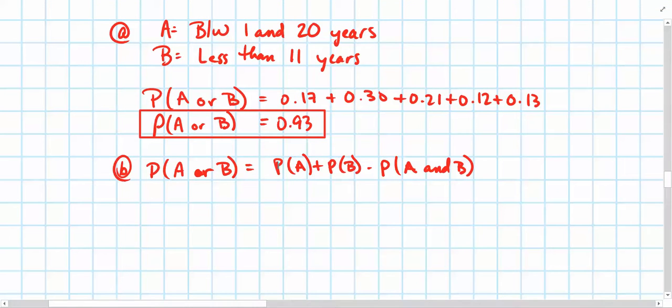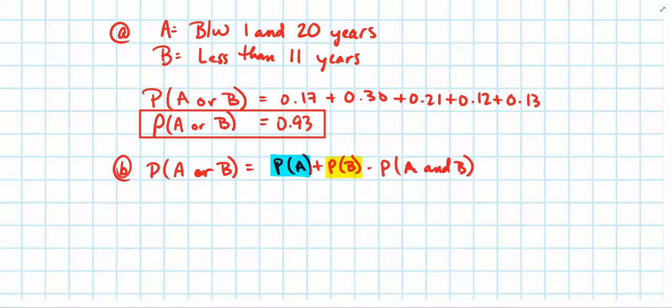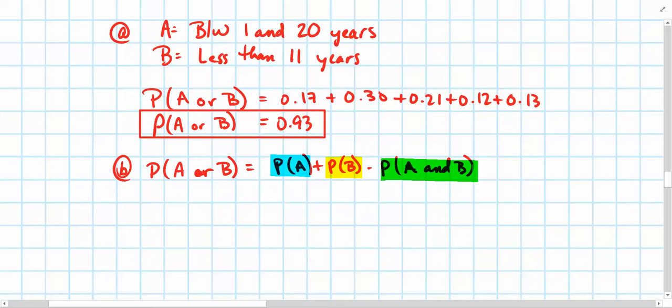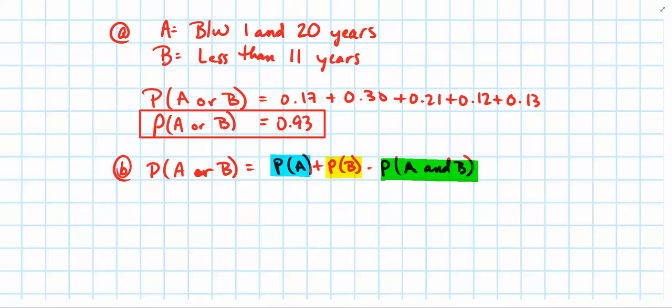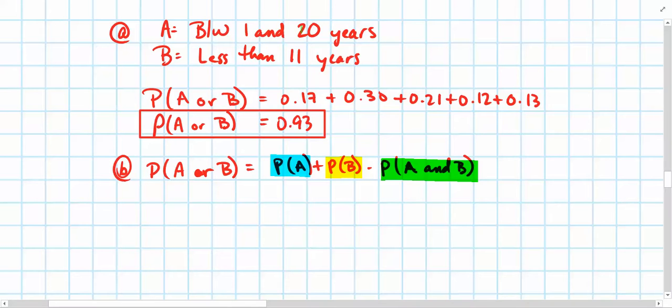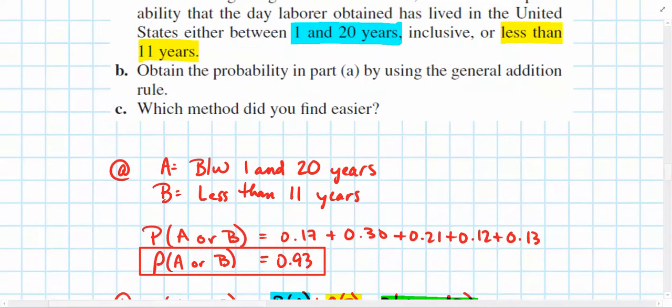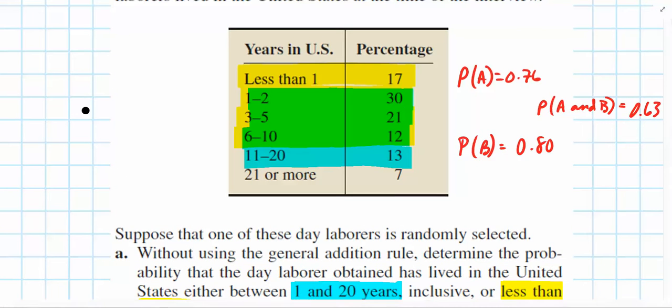So these two are the independent probabilities, and this is the shared probability. And so we need this independent probability of event A. So this is the likelihood that someone has lived in the United States between 1 and 20 years. This is the likelihood of them living in the United States for under 11 years. And this one, where the two overlapped, is the likelihood of both A and B occurring. So they lived in the United States for under 11 years, and they lived in the United States between 1 and 20. So that's the part that got turned into green up here.